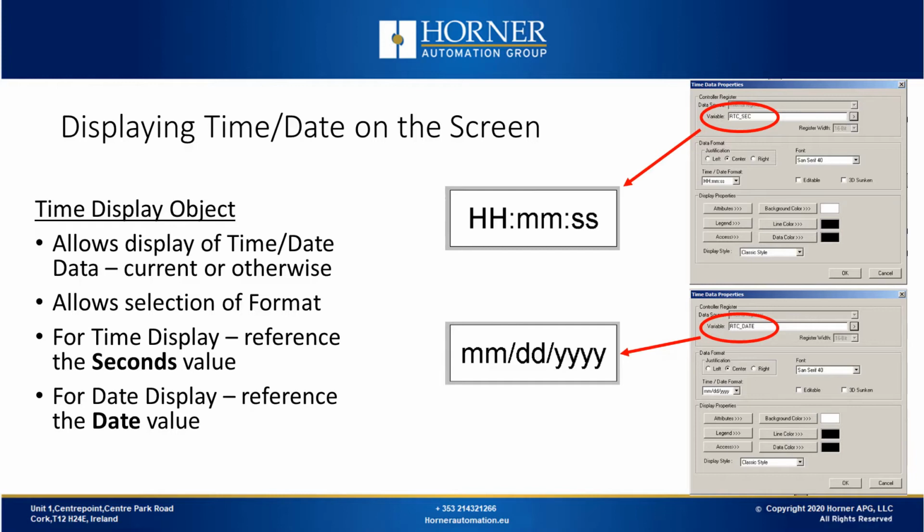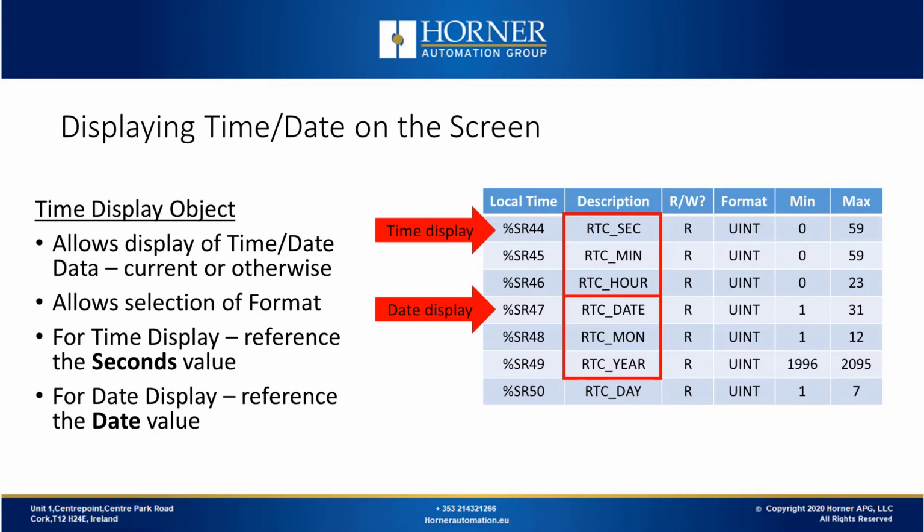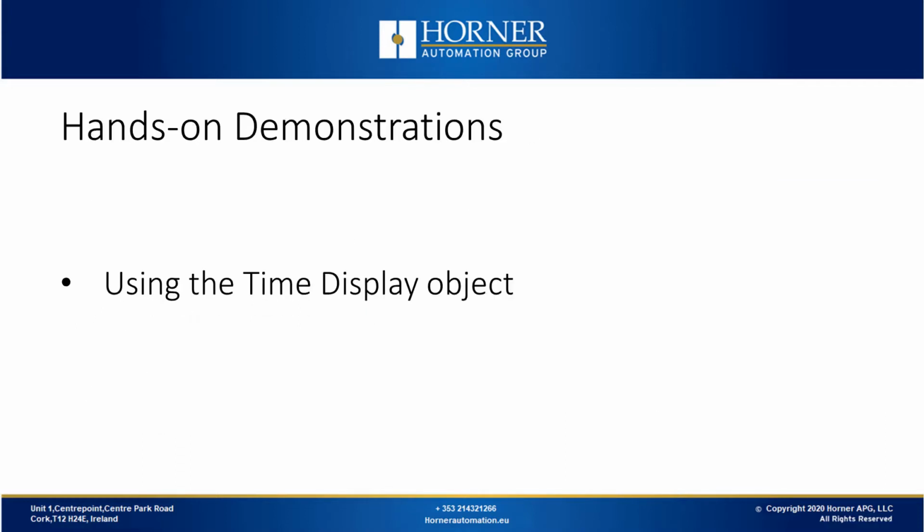When we want to display time and date on the screen, instead of having separate data fields, it's a lot more convenient to take advantage of the actual time display object, which is available from the graphics editor in Cscape. Anytime that you are referencing time, you want to reference the seconds value from the real-time clock. And remember, there are 3 consecutive time values in the system registers. So if you're displaying time using the time display object, you want to reference the seconds field, which is the first register. If you're displaying date, you want to reference the day of the month field, which is also the first register. Now let's look at a demonstration for using the time display object.